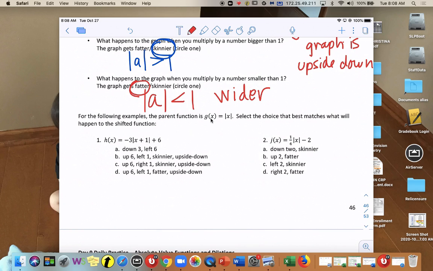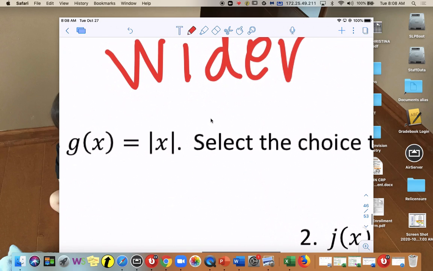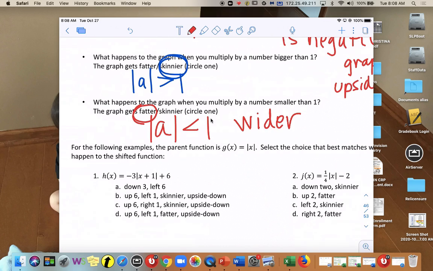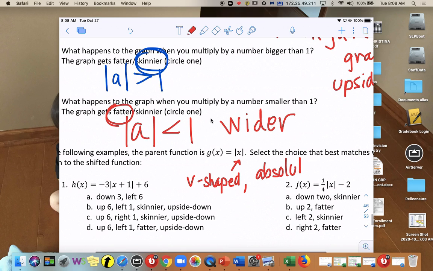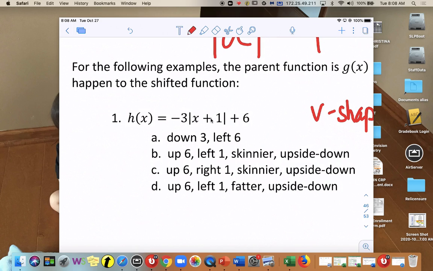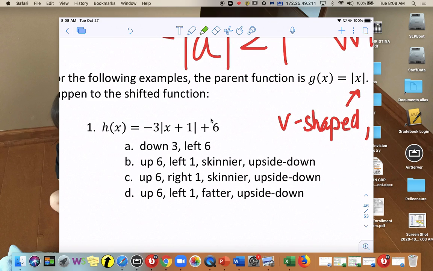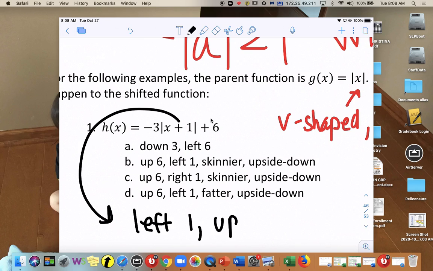For the following examples, the parent function is, again, the absolute value, g of x equals the absolute value of x. So this is your V-shaped absolute value graph. Okay, so let's circle what's true about this graph right here. We know that this graph goes left 1, up 6. I'm looking for left 1, up 6.